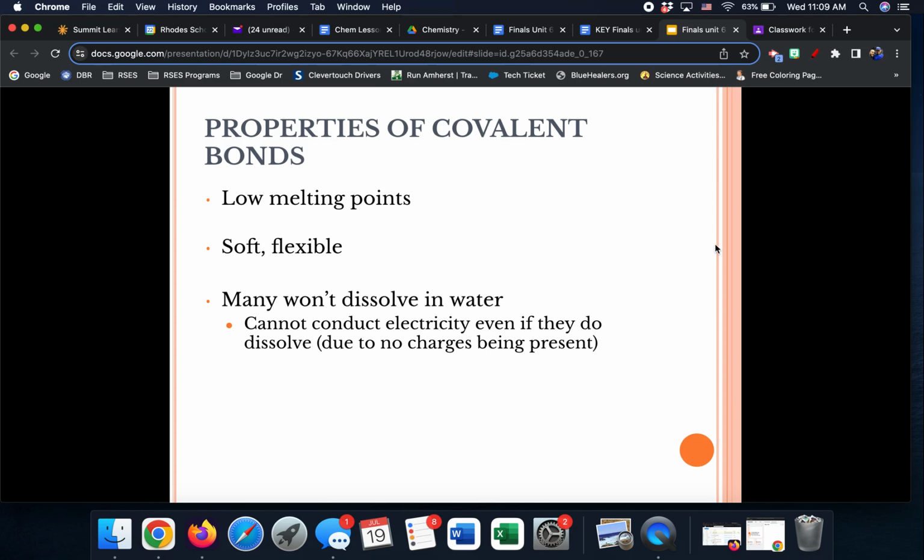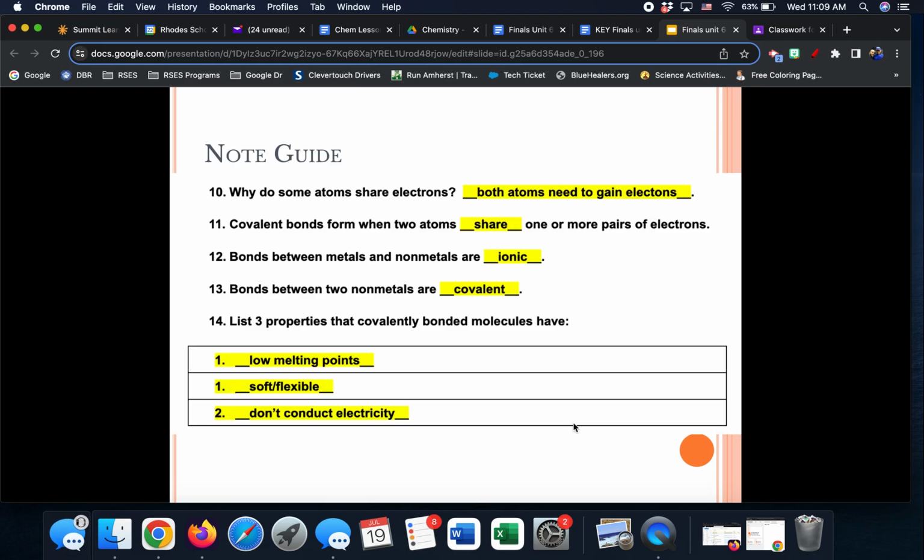What properties do covalent bonds have? They have low melting points. Well, that's the opposite of ionic. They're soft and flexible. That's the opposite of brittle. So they're not easy to break. So again, the opposite of ionic. And most of them don't dissolve in water and they can't conduct electricity. So really, if you just remember the properties of ionic, covalent will be the opposite of that. Go ahead and pause while you throw all of that into your notes.